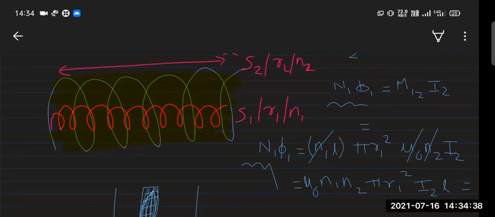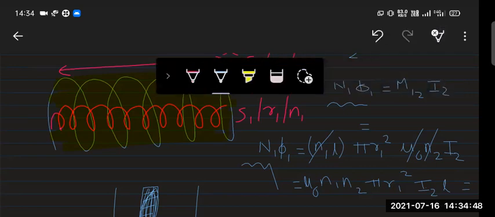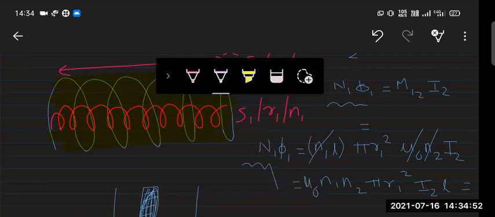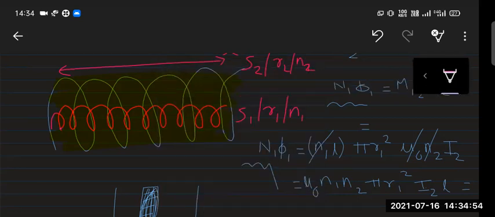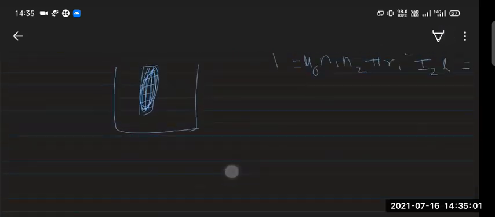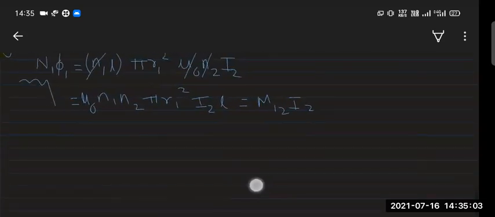So the magnetic field will be rightward, going this way. Over here, it is also a solenoid, so the B value will be mu naught N i. Okay, fine. Now let's understand over here.